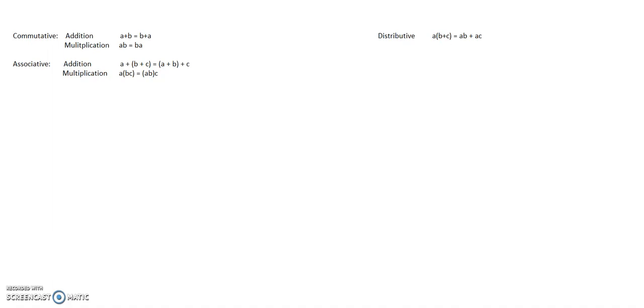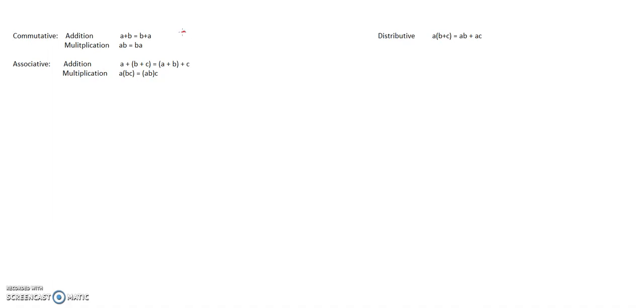Okay, a review of some of the basic properties of numbers. So starting with commutative. Remember, commute is like you commute to school or work, you go back and forth, so you're moving around. So commutative tells us that we can move numbers around under addition or multiplication.